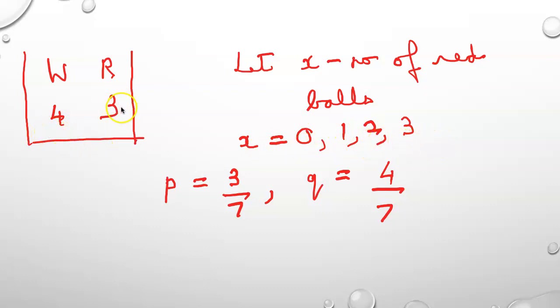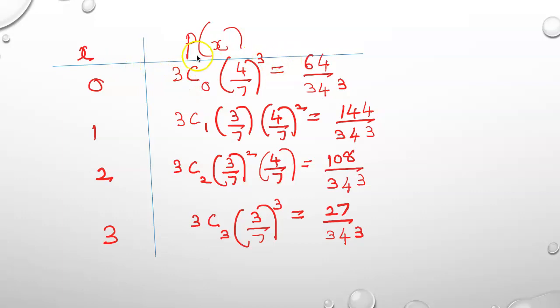So probability of drawing a red is 3 by 7, which is p. q is 4 by 7. So we have the probability distribution function. Probability that x equal to 0 is nC0 p raised to 0 q raised to n. So you get 3C0 (4 by 7) cubed.